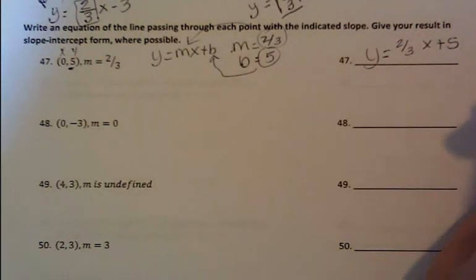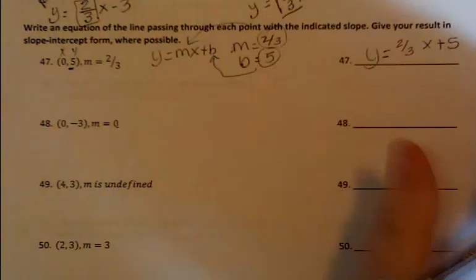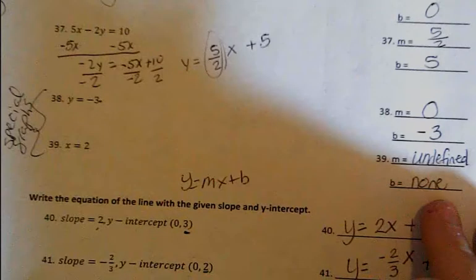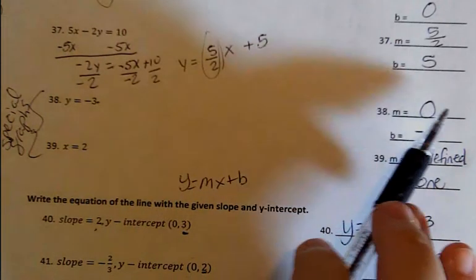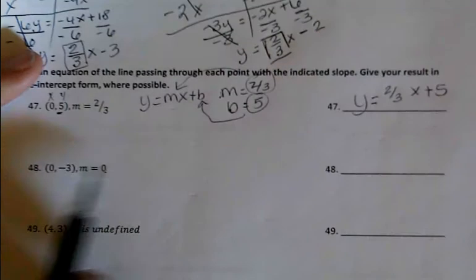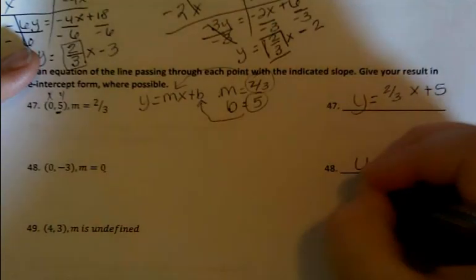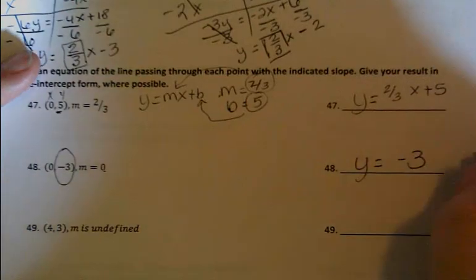So next, I've got a slope of 0. If you remember back, bear with me for just a second to find this. If you remember back on page 8, where we did problems 38 and 39, notice how whenever you have a slope of 0, you're going to have y equals a number. So on problem number 48, since we have our slope of 0, we know it's just going to be y equals some number. And since it's a negative 3, it would be y equals negative 3.